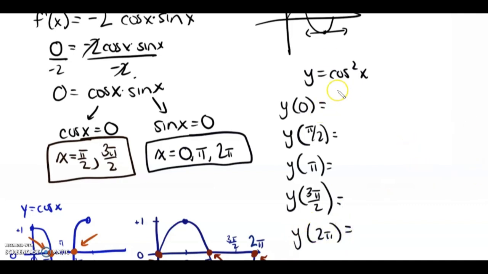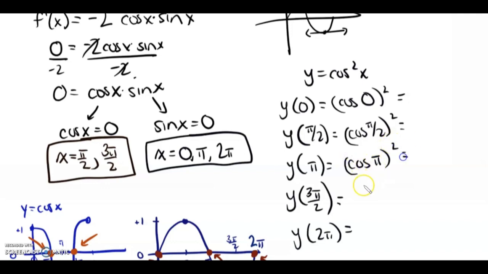So this is essentially going to be cos of 0, and then we're going to get a value, and then we're going to square it. That's what cos squared means. Then we're going to go cos of pi by 2, get a value, and square it. Then cos of pi, get a value, and square it. Cos of 3 pi by 2, same thing: grab a value, square it, and then cos of 2 pi, and then square it.